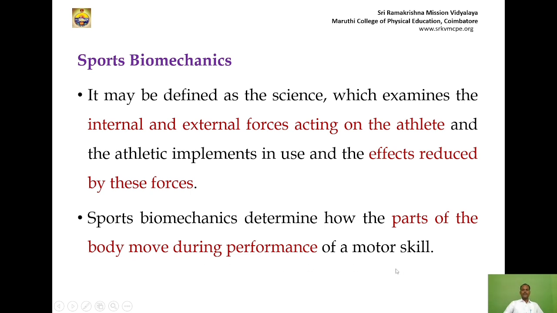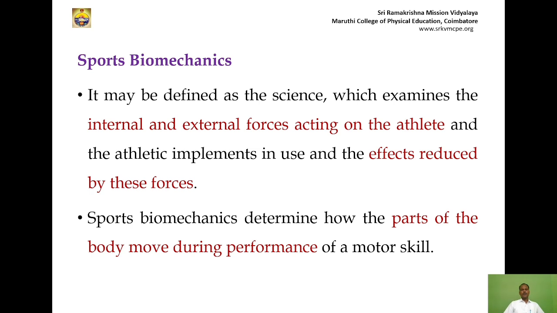So this is also very important. In sports biomechanics, when you are doing different types of movements, how are our body parts moving, whether it is an advantageous move or a disadvantageous move, whether it will be affected by air resistance, or by water resistance, or by the nature of our movement, or by our locomotor movement. Everything we will discuss under the title of sports biomechanics.